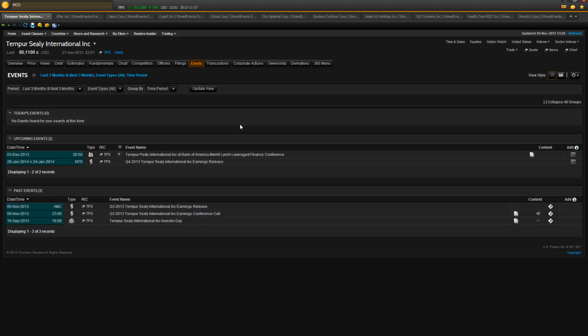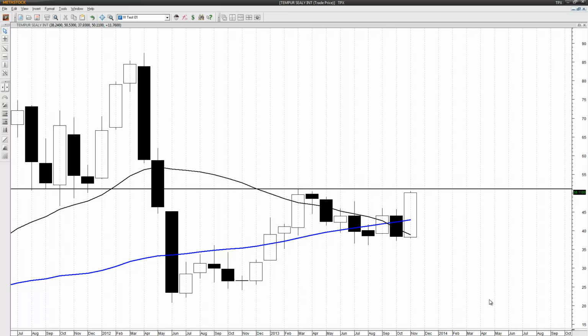Take a look at whether TPX has any earnings, because you don't want to take a trade and be in that trade over an earnings announcement. Often these announcements come outside market hours, and that means there's probably going to be a gap. That gap could be 5, 10, 15%, and it could be not in your favor. So in my opinion, do not take any trades when you have an earnings release. Don't hold any trades when you have an earnings release coming up.